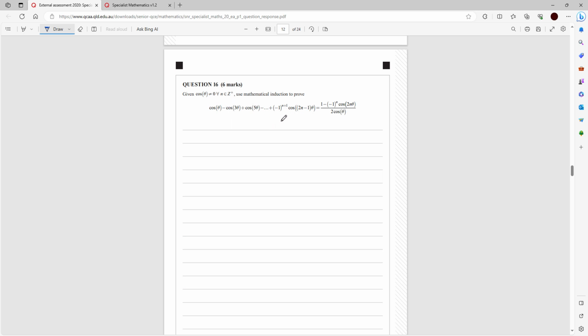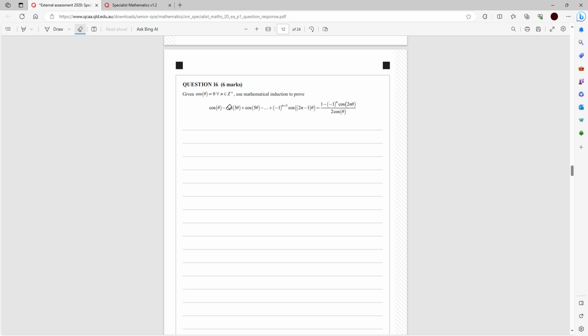So with proof by induction, you start by proving pretty much the most basic statement. Does it work for n equals 1? Given cos theta cannot be 0 and n belongs to every positive integer, that's pretty much what that statement says. Use mathematical induction to prove that this side, this monstrosity that goes on infinitely, is equal to this thing here. Not going to lie, this is a very intimidating question straight up, but let's try and break this down and see how you would actually answer it.